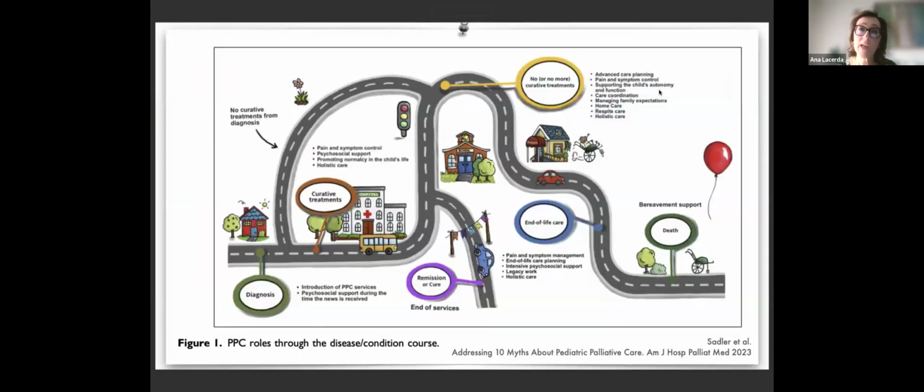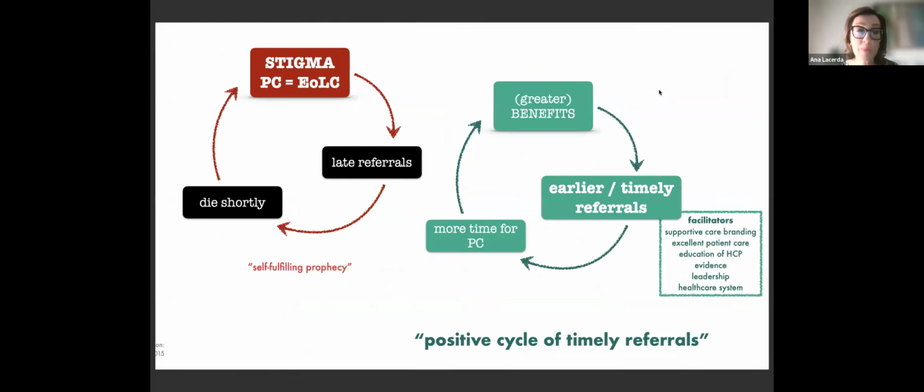And for children, as you can see in this cartoon, it really should mean that it's there from diagnosis, and then whatever the trajectory of the disease takes the child and the family, palliative care is always there from the beginning. And if there's a remission, a cure, then the child and the family can no longer need the support of the palliative care team or service. But this really should be what we aim for in our pediatric oncology departments.